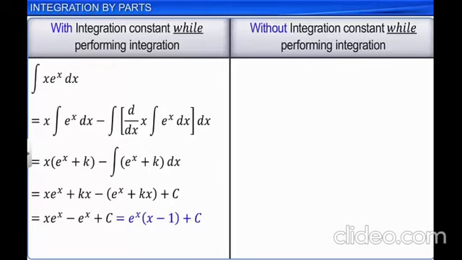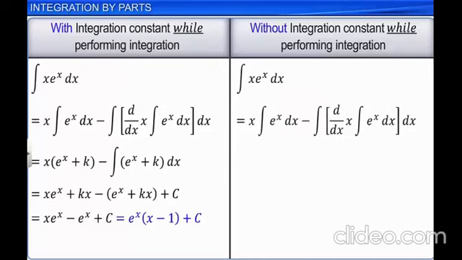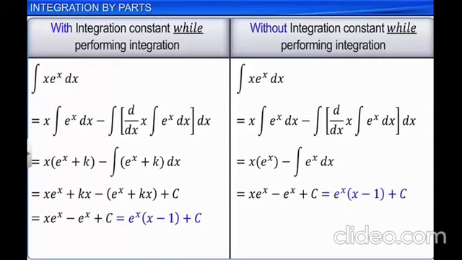Consider x as the first function again, and perform the integration as shown. We get the result e power x into x minus 1 plus c. Observe that in both the cases, we get the same result. Hence, adding the integration constant while integrating a product of functions is superfluous.